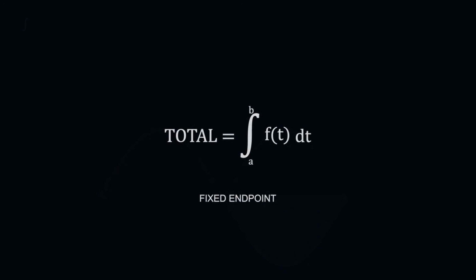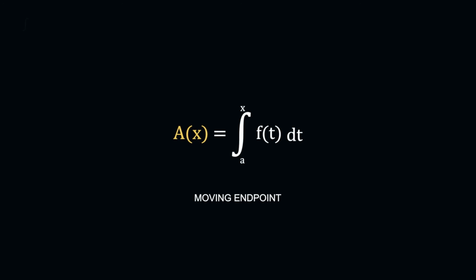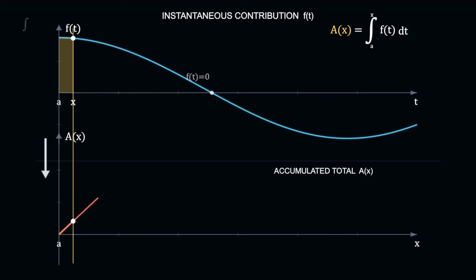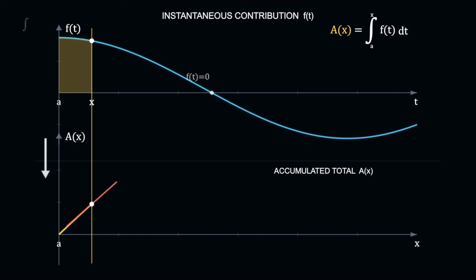Until now, both limits of integration were fixed. But suppose the upper limit is allowed to move. Define a new function, A of x, as the integral of f of t from a fixed starting point a to the current position, x. As x moves to the right, the accumulated area changes.